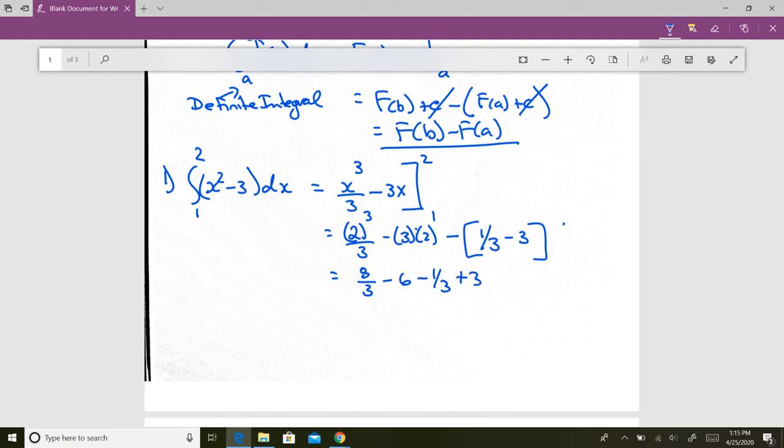8 over 3 minus 1/3, that's going to give me 7 over 3. Negative 6 plus 3 is minus 3. Find a common denominator. 7 over 3 minus 9 over 3 is equal to negative 2/3. The value of that integral is negative 2/3. That's a lot faster than doing the rectangle method.